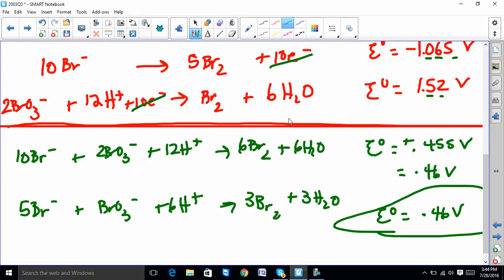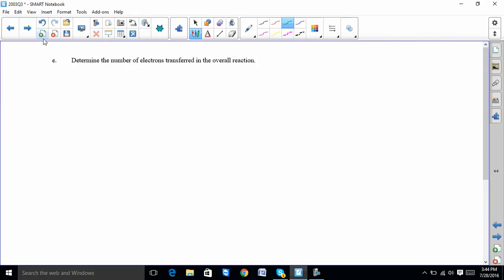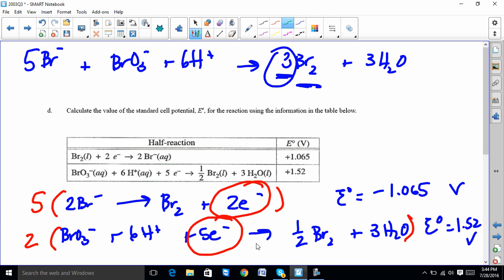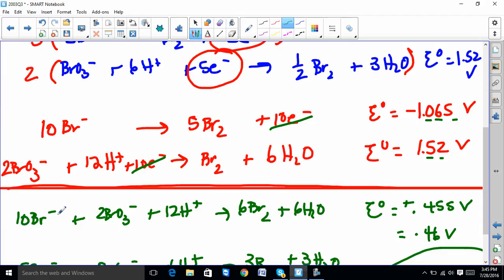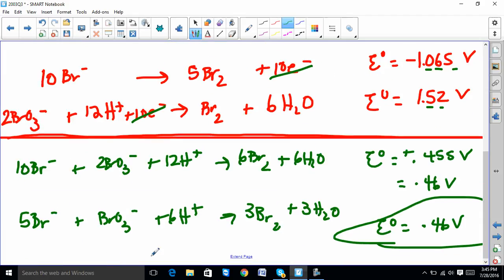It's 0.46 volts. And then here's the craziest part of all. Determine the number of electrons transferred in the overall reaction. And the answer is 5 electrons. I'm just going to say that. And I'm going to go back. Remember up here, when we did this, we canceled 10, we canceled 10. So for this reaction, there's 10 electrons. But we divide it in half. So half of 10 is 5. Hope that helped. I hope you understand that. Feel free to ask questions.